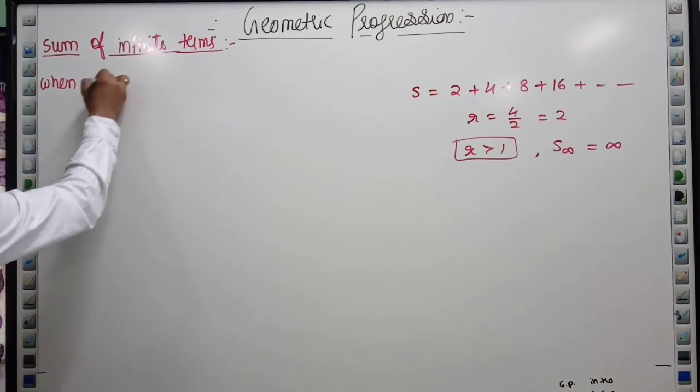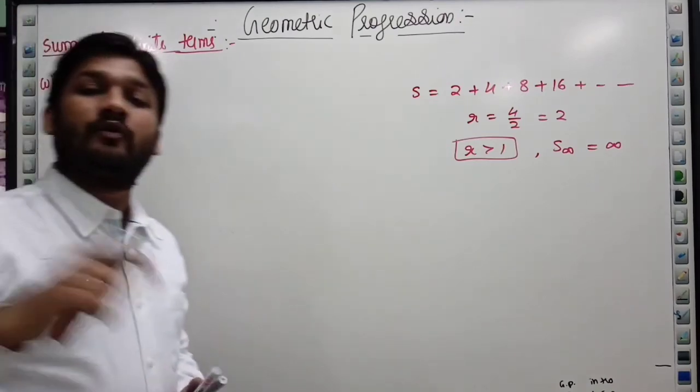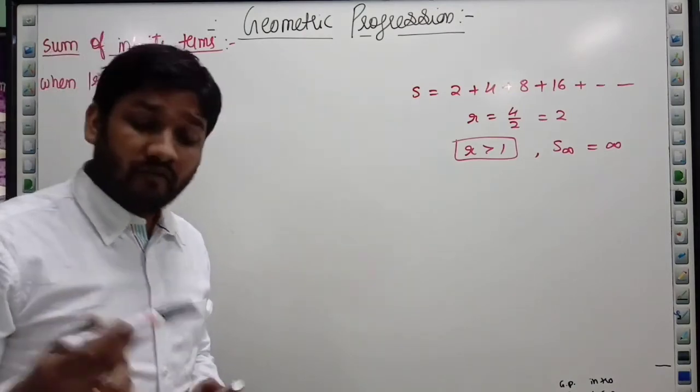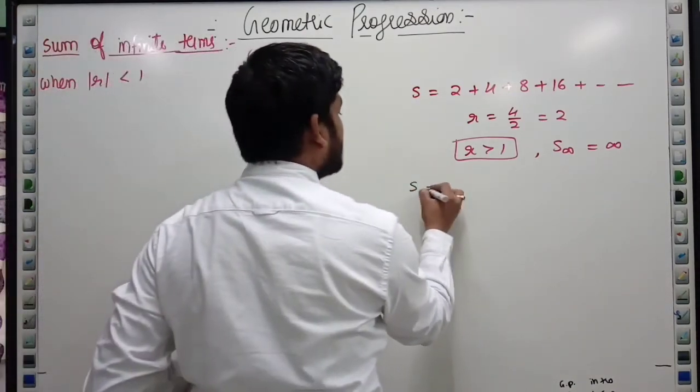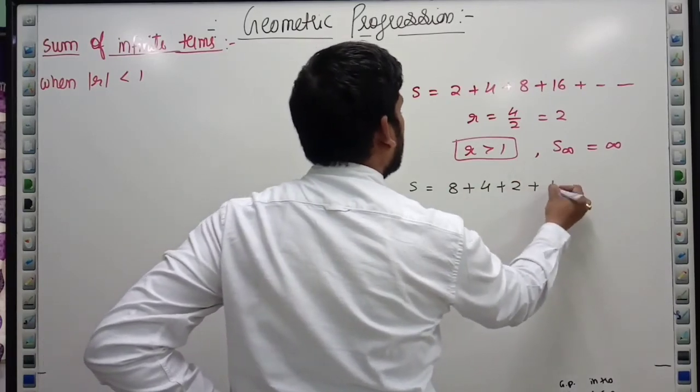But when r is less than 1, or we can say mod of r is less than 1, only then can we calculate the infinite series. What will happen as r is less than 1? Suppose I take the same example in reverse way.